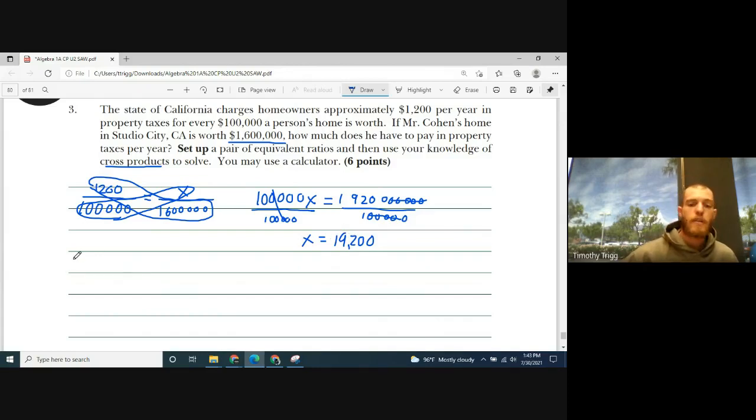Okay, so go ahead and finish that up by answering in a complete sentence. Mr. Cohen can expect to pay $19,200 each year in property tax.